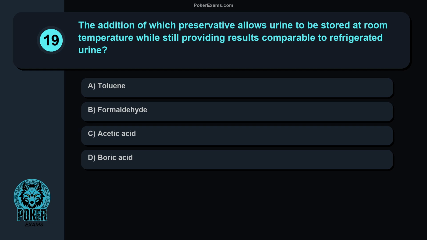Question 19. The addition of which preservative allows urine to be stored at room temperature while still providing results comparable to refrigerated urine? Toluene, formaldehyde, acetic acid, boric acid.